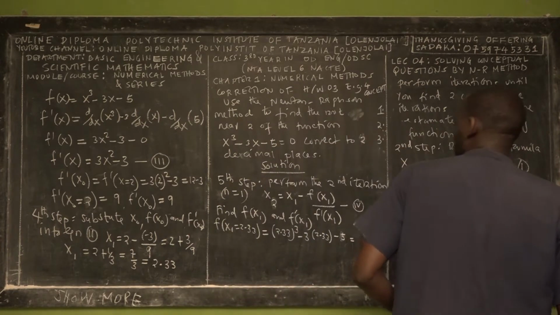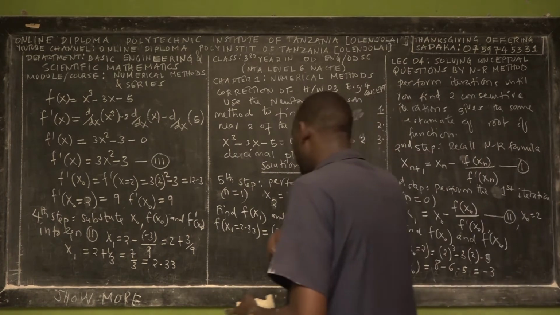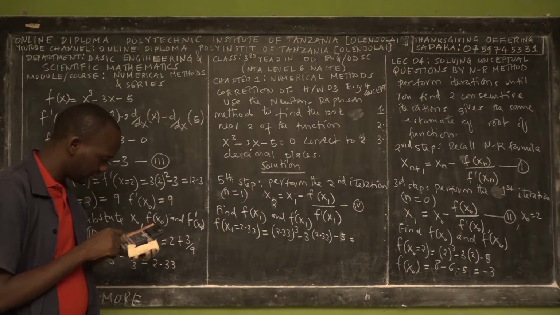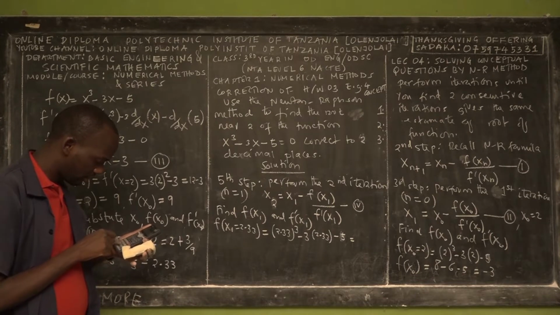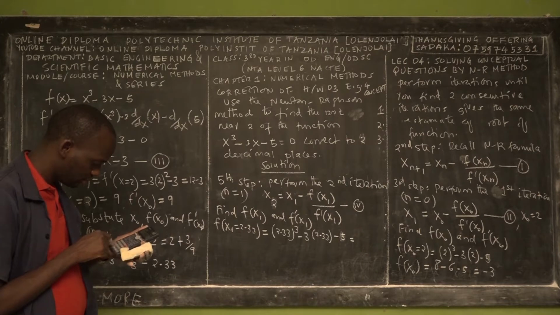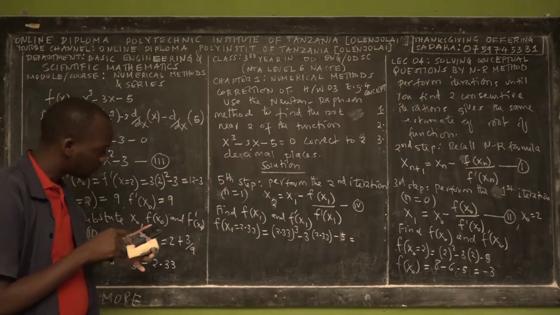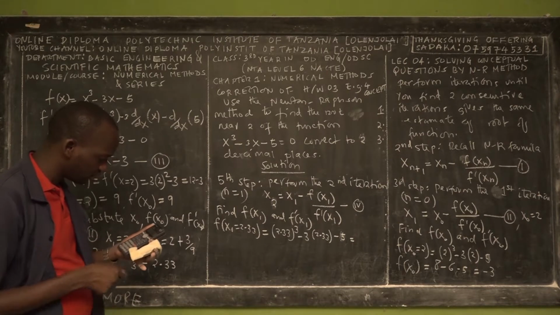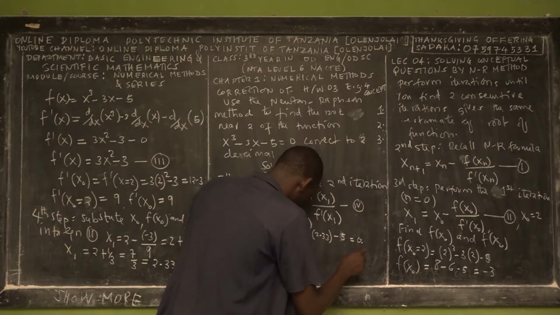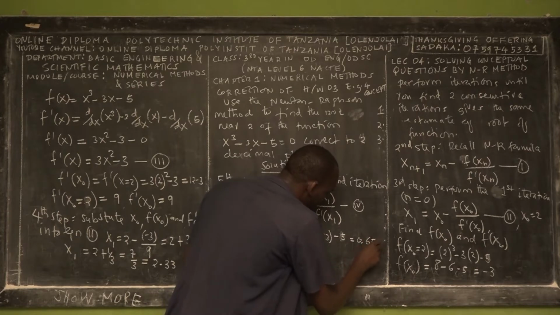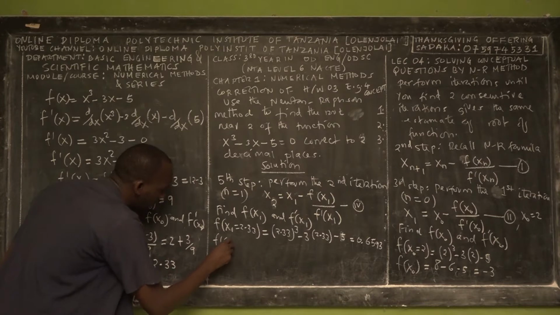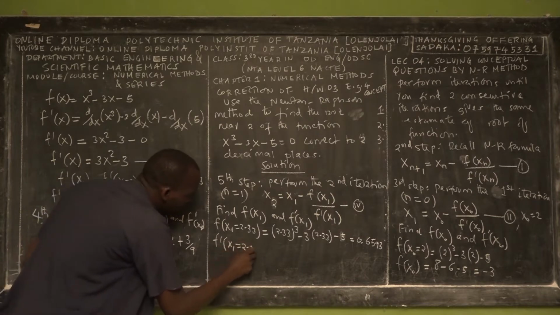Okay, so take your scientific calculator and let us do the computation. There we have 2.33, and then we put power 3, and then we subtract the product 3 times 2.33. So we are doing live computation. The response here is 0.6593.